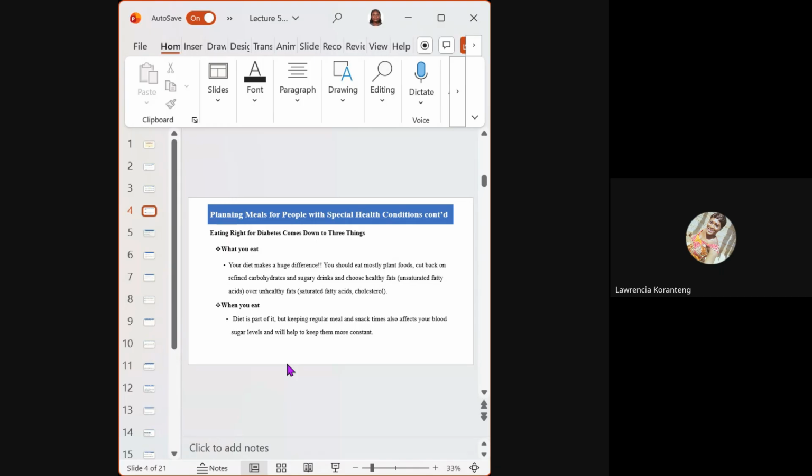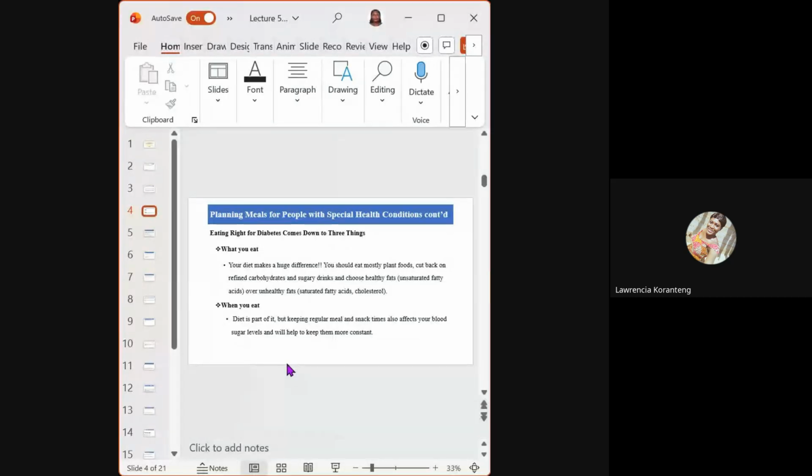You should eat mostly plant foods. That is one thing about diabetics. You should cut back on refined carbohydrates and sugary drinks and choose healthy fats. So have you seen, we didn't say don't eat fat. We said choose healthy fat. So we have the saturated and then the unsaturated fatty acids. Even under the unsaturated, we want you to eat the polyunsaturated.